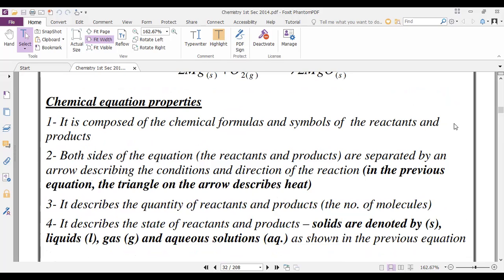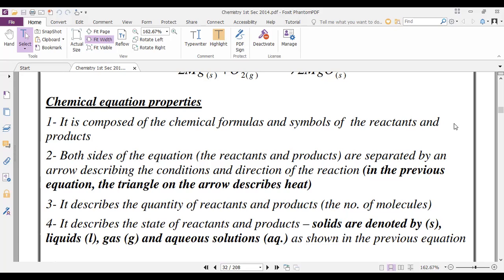Number one, chemical equation properties. It's composed of the chemical formula and symbols of the reactants and products. Both sides of the equation, the reactants and products, are separated by an arrow describing the condition and direction of the reaction. It describes the quantity of reactants and the products, the number of molecules.